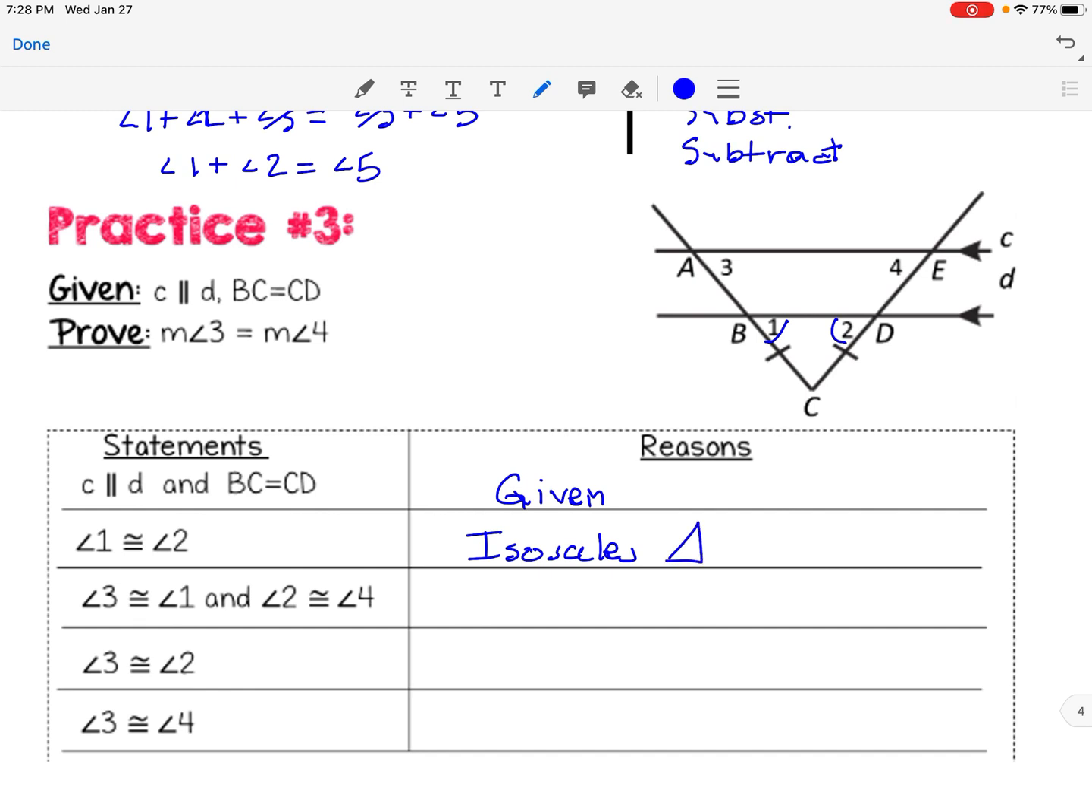All right, and then next we know angle 3 is congruent to angle 1, and also, in the same statement, angle 2 is congruent to angle 4. Okay, so we can say that that is because of the parallel lines. And so the relationship between both of those is that they are corresponding pairs, corresponding angles.